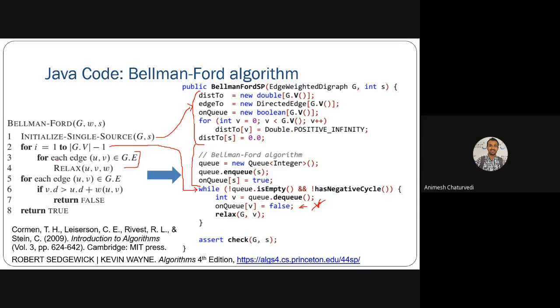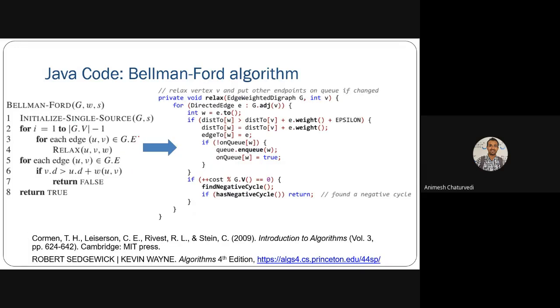So this is what it means. And then for each edge in the graph, you are doing the relaxation. So this is the whole step. For each edge of v, you are doing the relaxation. So this is the relaxation step. For each edge of v, you are doing the relaxation, and this is the whole relaxation step.